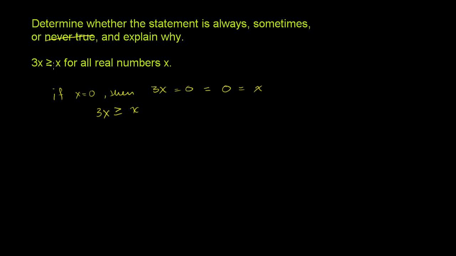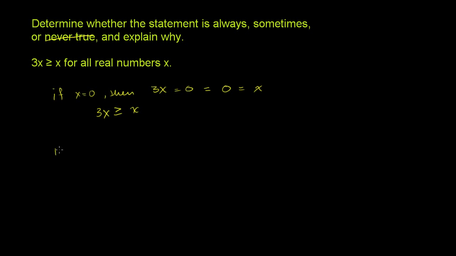And we could try other situations. If you put a 1 here, 3 times 1 is 3, which is greater than or equal to 1. So it is either always or sometimes true. Now to cross out always, we just have to think of a counterexample. And a good counterexample would be a negative number.